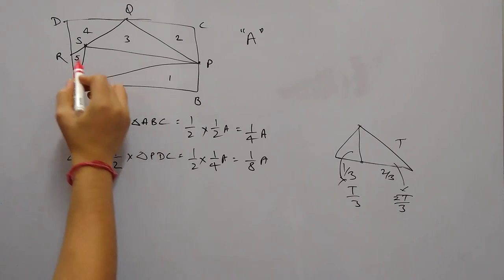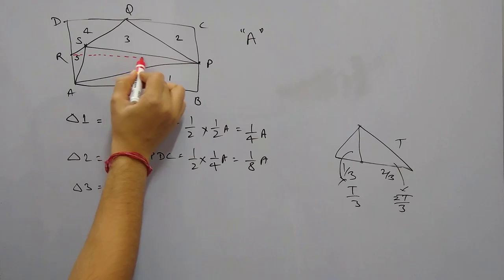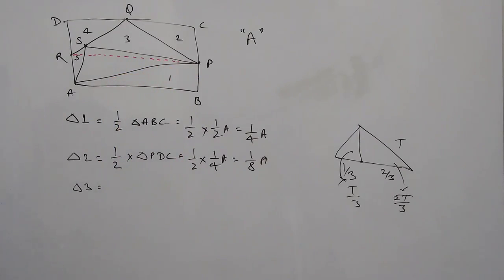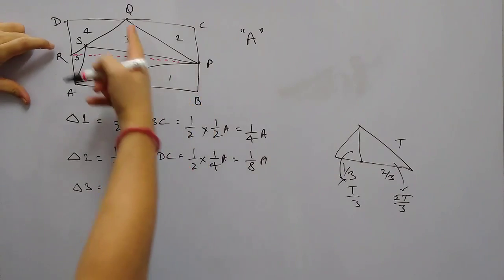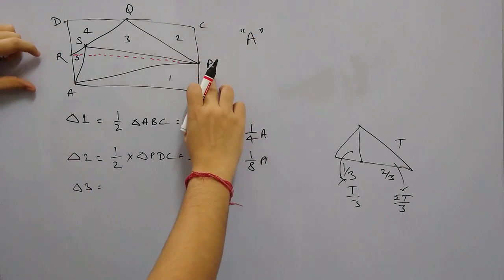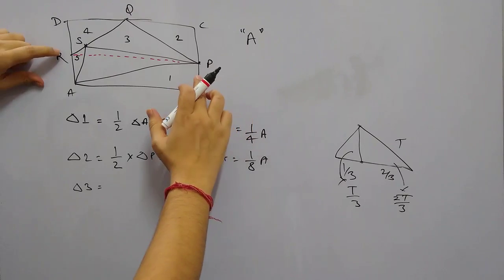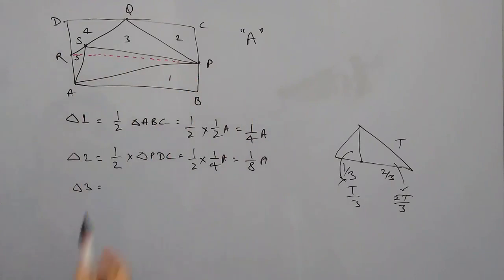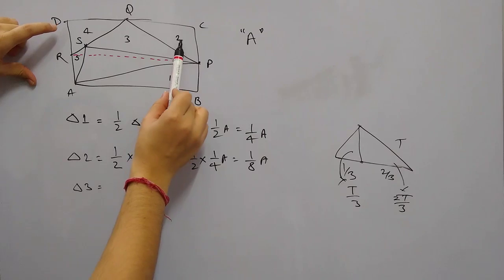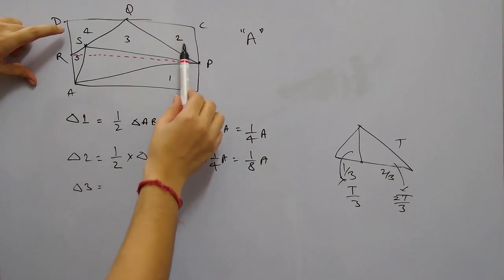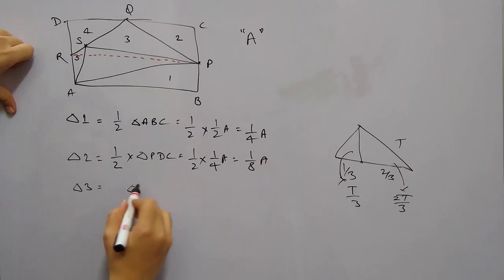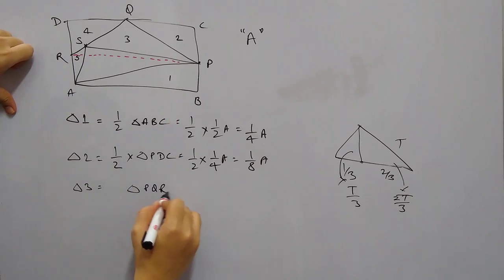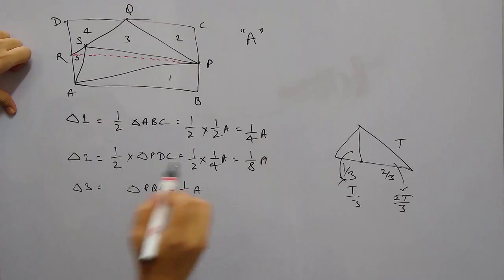So here imagine we are joining PR. If we join PR, then this rectangle PRDC is half of the area, and triangle PQR will be 1 by 4th of this area, because triangle 2 is 1 by 8th, this is 1 by 8th, so this should be 1 by 4th. So triangle PQR is 1 by 4th of A.